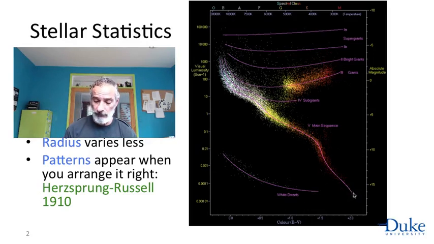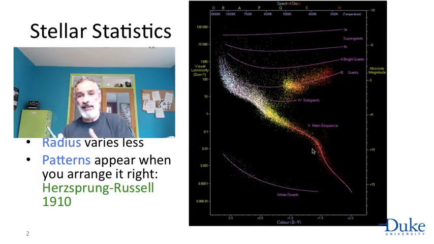And this runs from cool, dim stars over here in the lower right to hot, very luminous stars in the upper left. And that means that if a star is a main sequence star and you know its temperature, you can predict its luminosity. We see a collection of stars scattered above the main sequence.